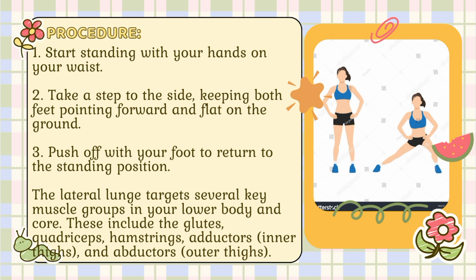The lateral lunge targets several key muscle groups in your lower body and core. These include the glutes, quadriceps, hamstrings, adductors or inner thighs, and abductors or outer thighs.